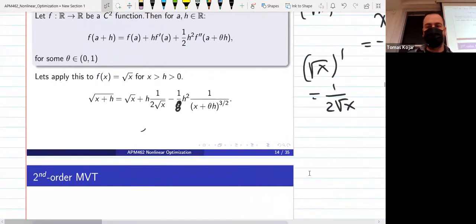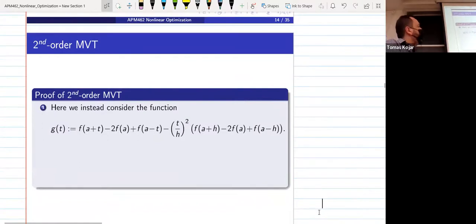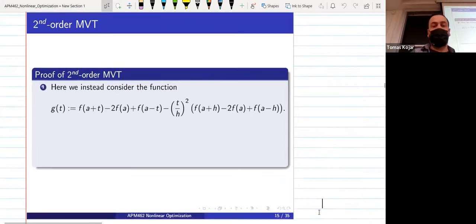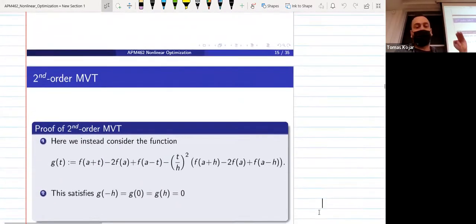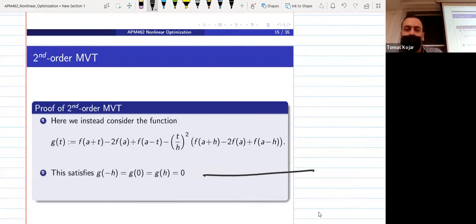So let's prove second order, then we'll take a break. Here you have to consider this crazy long function. You don't have to learn any of this. So this is just to understand the argument. Again, this is because of Rolle's theorem. So I just want you to know the main idea, not the specific example. I want you to know how the proof goes for this. So this function is very interesting because it has 3 zeros. So if you're going to draw the function, it hits 0 at minus h, at 0, and at h. Okay?